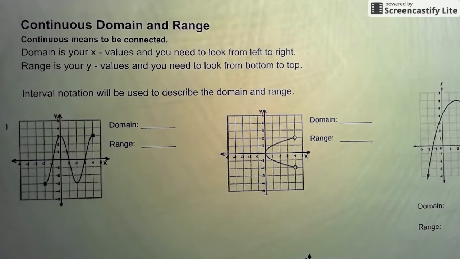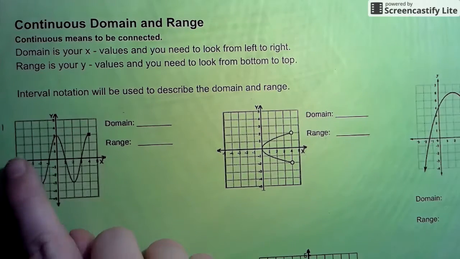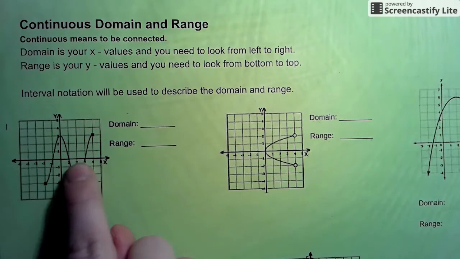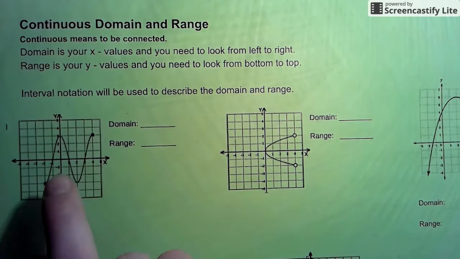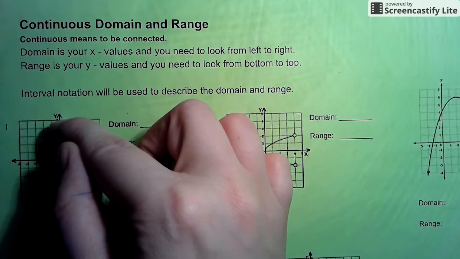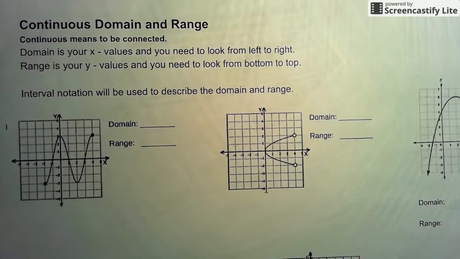Domain is going to be your x values, and you need to look from left to right. So your farthest left point and your farthest right point, because this is your x-axis. Your range is going to be your y values, so you need to go from bottom to top, so least to greatest. Each of the domain and range is going to be written in interval notation, so we're going to be using a lot of inequalities, a lot of brackets or parentheses, depending on where it's going.